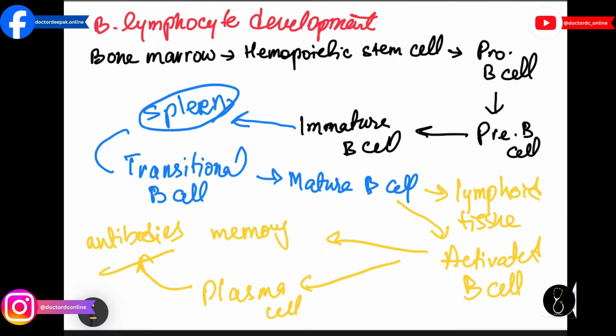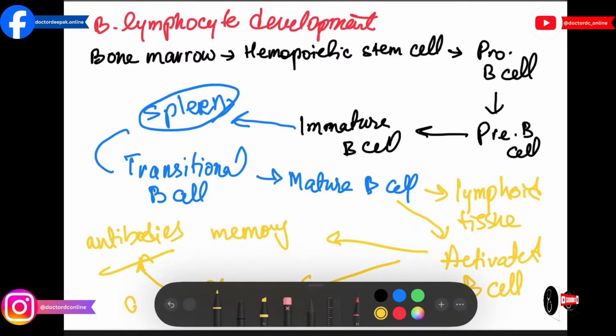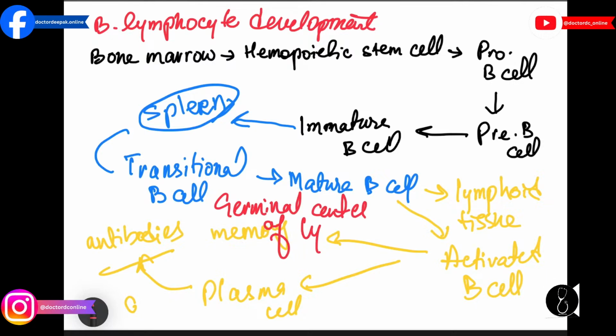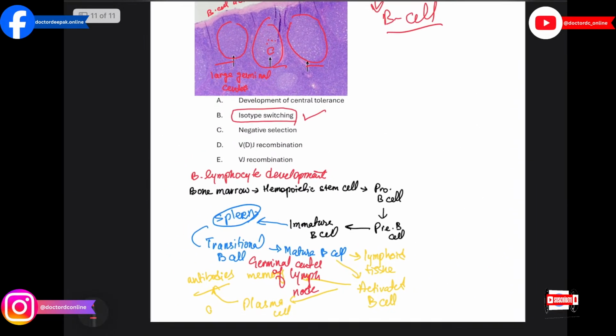And these antibodies also go through a switching process, and that switching process is happening in the germinal center of the lymph node. Understand? And now I want to show you some switching.